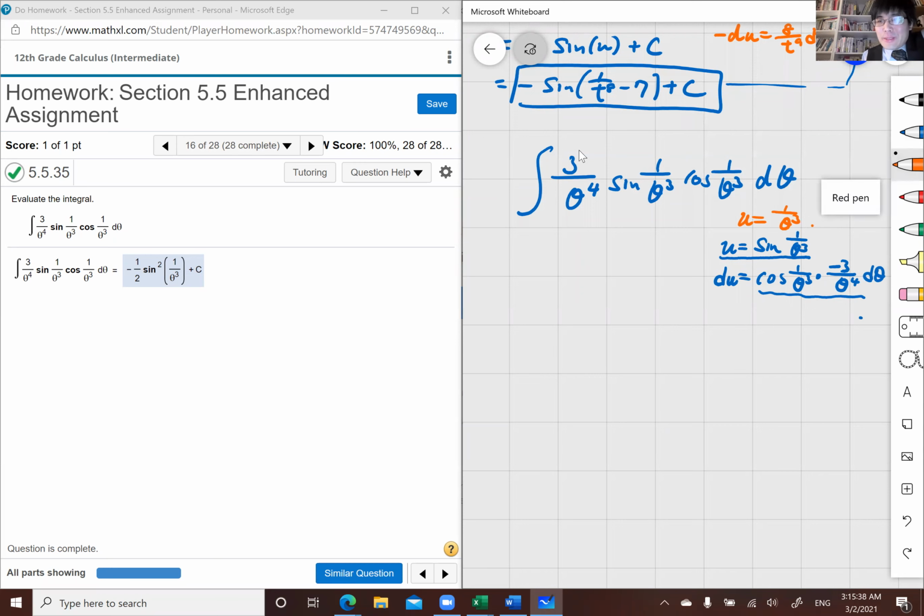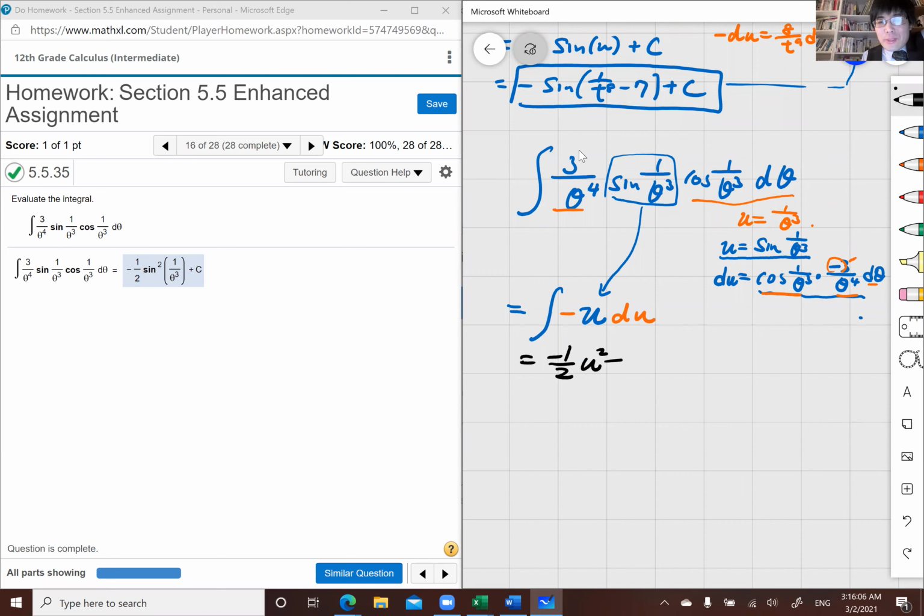Okay, the only difference is just this negative sign. So if you plug in u equal to the entire sine function, then it's going to be u times minus du. The cosine, theta to the 4, everything is together. So it's going to become negative du. So that's going to be negative 1/2 u squared plus c after the integral, and bring back to the expression. It's going to be sine squared of 1 over theta cubed plus c. Okay, differentiate to check your answer.